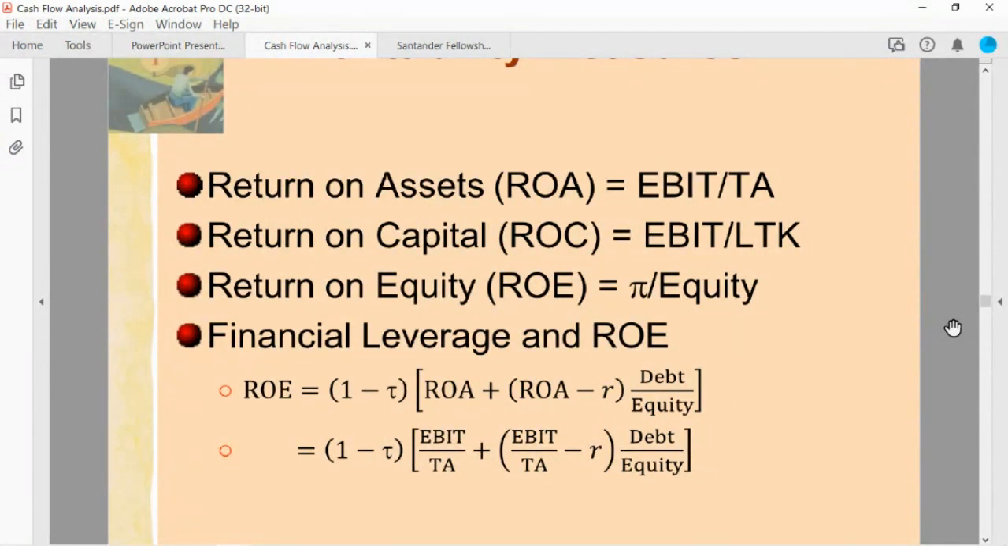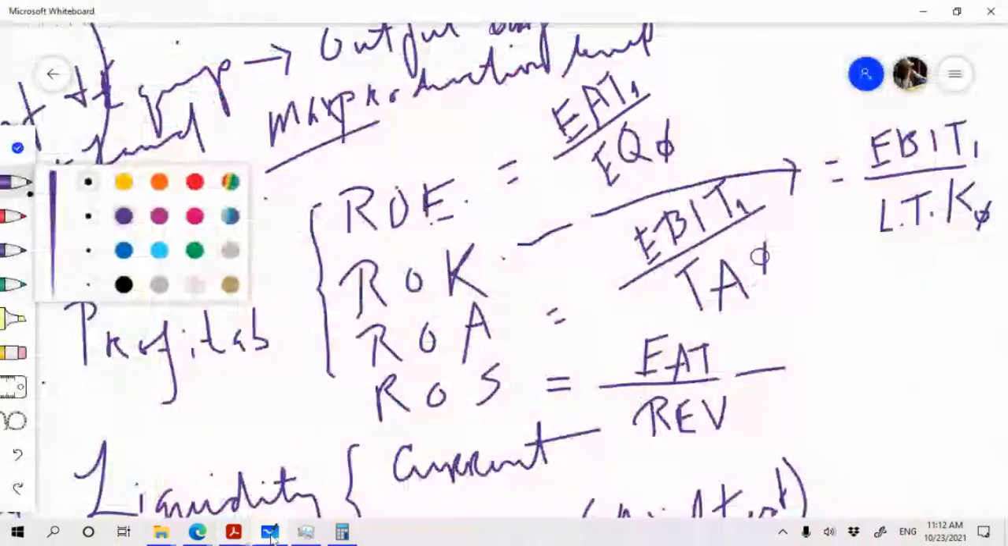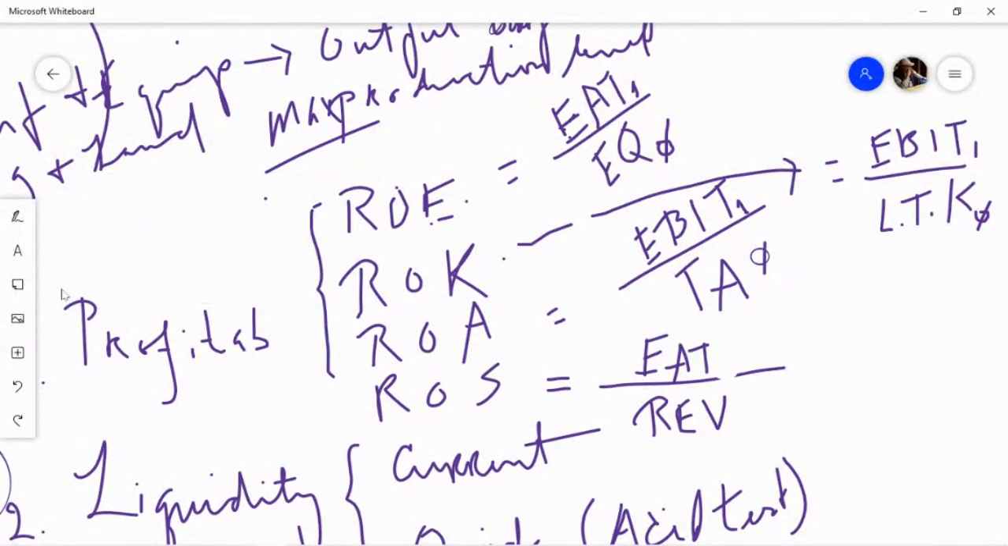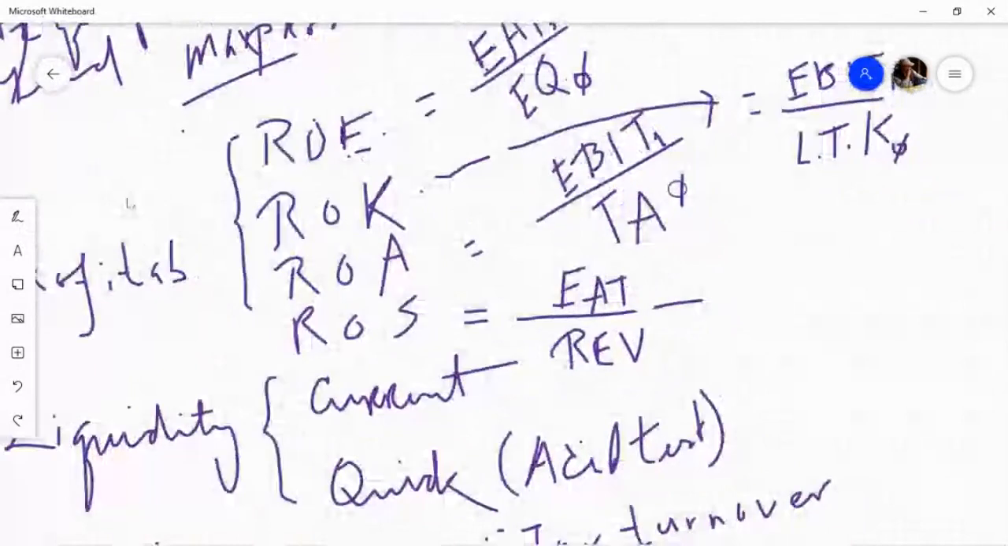And because return on equity is the biggest concern for the shareholders, think about it.